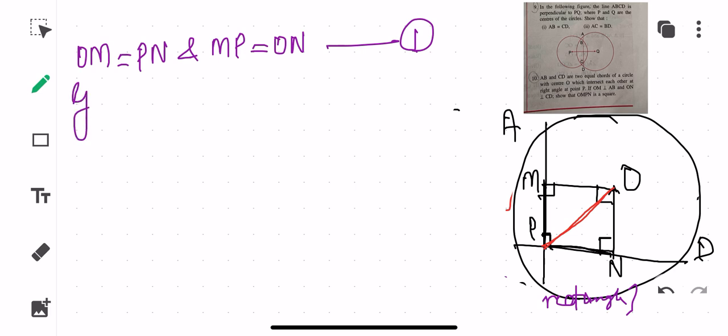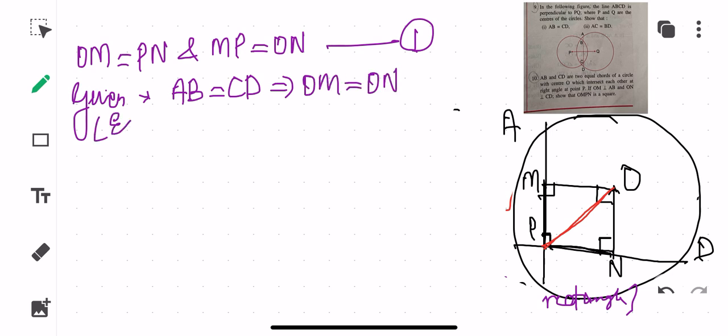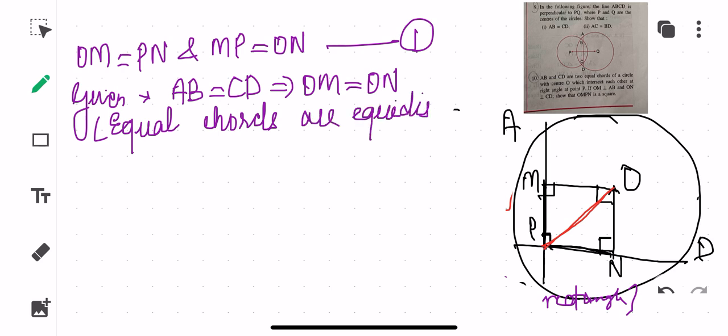Okay, so write down given AB is equal to CD. This is what is given. So this implies OM will be equal to ON. Why? Because equal chords are equidistant from center. Equal chords are equidistant from center. Now what you will be writing, children? You will be writing that since they are equidistant, you are getting OM is equal to ON.